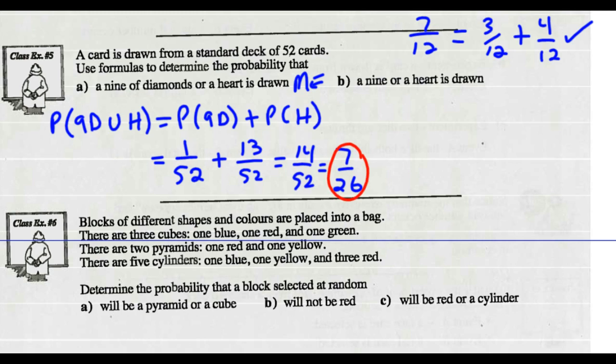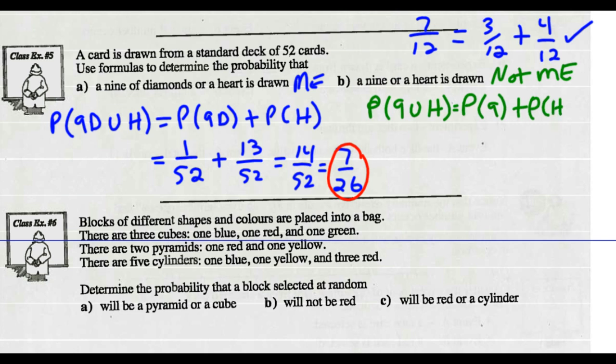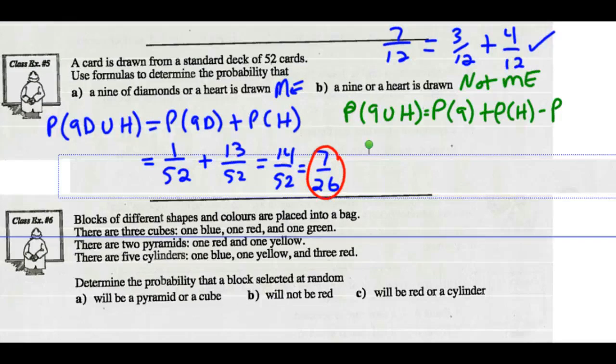Let's look at part B. A 9 or a heart is drawn. Are these mutually exclusive? No, these are not mutually exclusive. So if they're not mutually exclusive, we have to use that other formula. Probability of a 9 union a heart would be the probability of a 9 plus the probability of a heart minus the probability of a 9 and a heart.